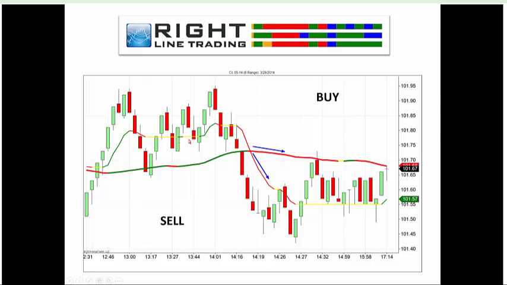You can see this whole move here on a yellow modified 15 is not tradable. And you can see how choppy the market is. This is untradable market movement. And it's clearly defined by the yellow modified 15.